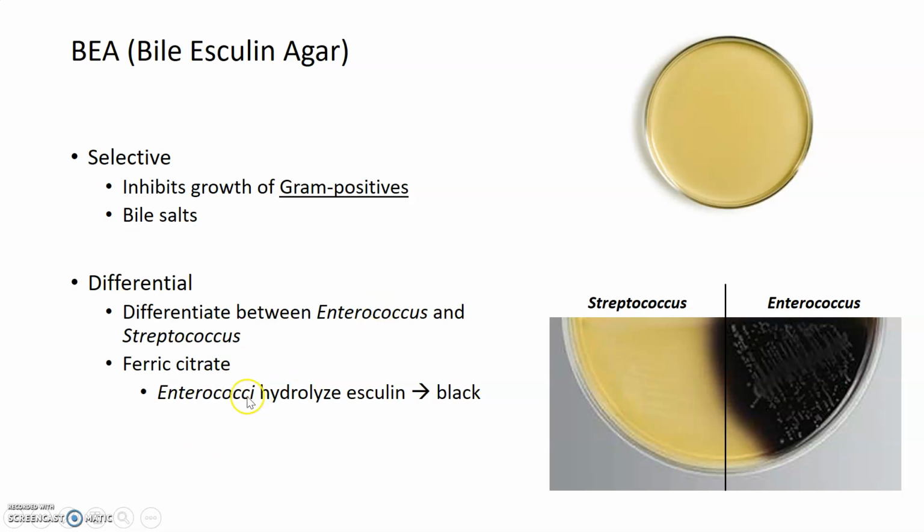Enterococci are able to hydrolyze esculin, and esculin is incorporated into this media along with another compound called ferric citrate. The hydrolysis product of esculin reacts with ferric citrate to turn the medium black. And so you can use a BEA plate and look for a color change from beige to black to differentiate between an Enterococcus, which would have a black or dark brown media, and a Streptococcus, which will remain beige because it's unable to hydrolyze esculin and therefore unable to turn the media black.